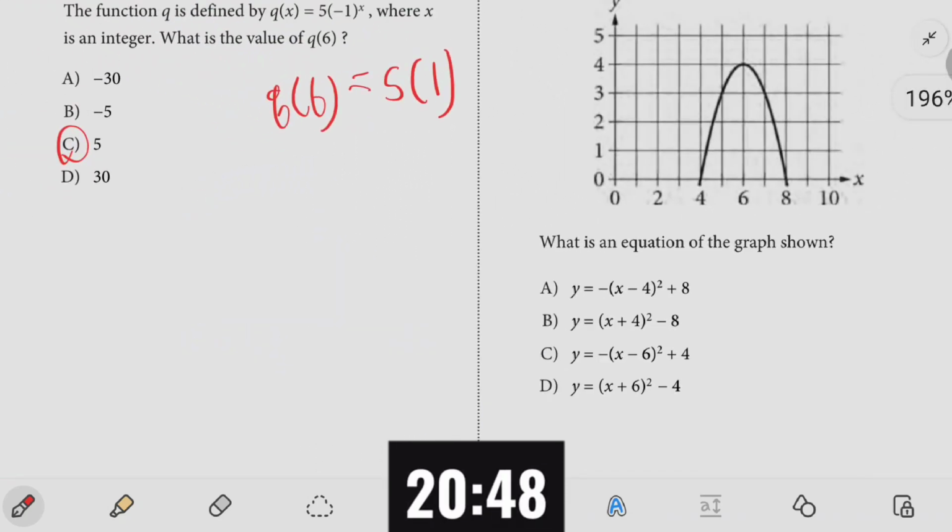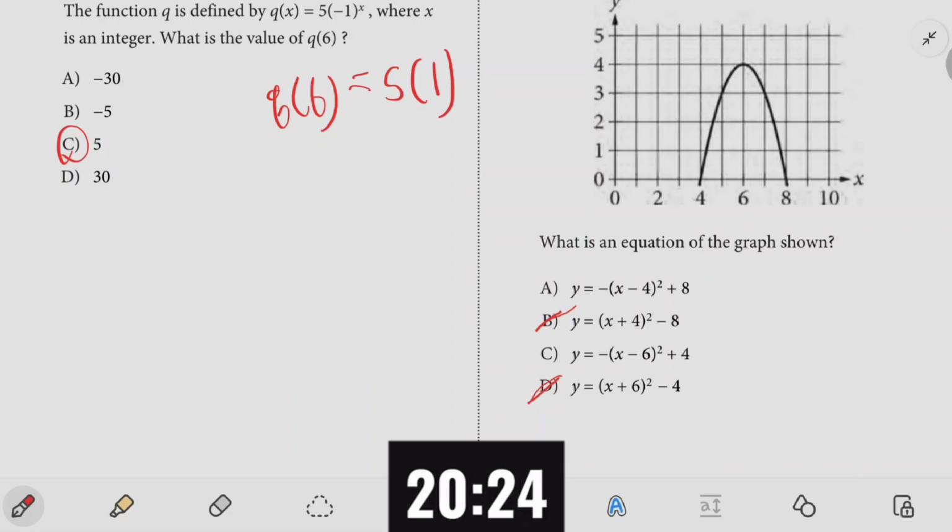What is an equation of the graph above? Okay, that's kind of a tough one. We can do plug and check for this one. When x is 6, y is 4. This could be it. This can be it. What is this? No, this can be it. And this, what is this? -2 squared, negative. This could be it.